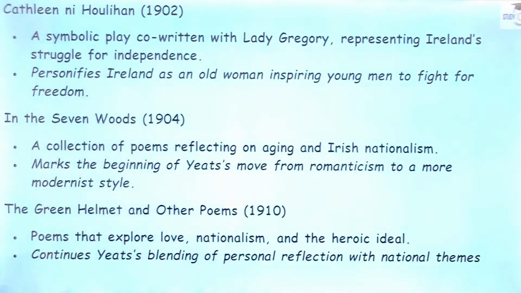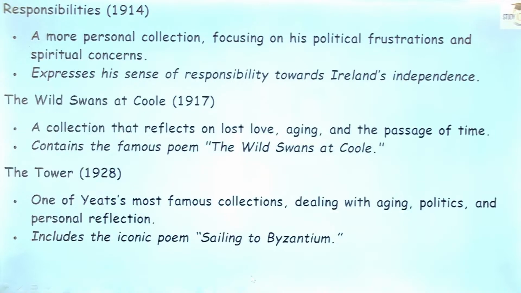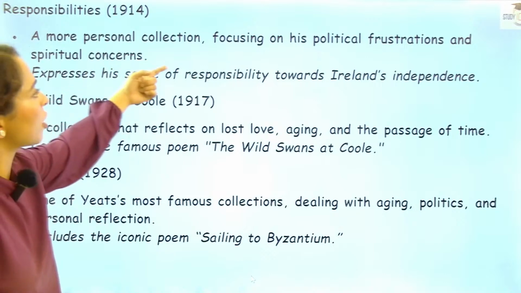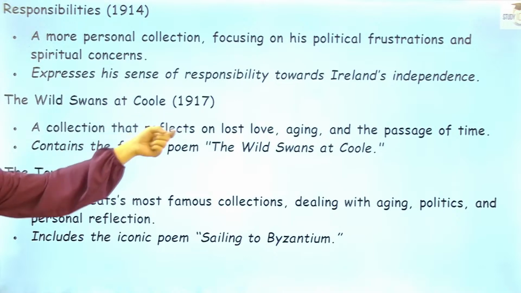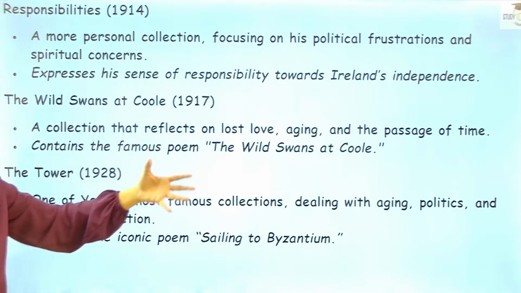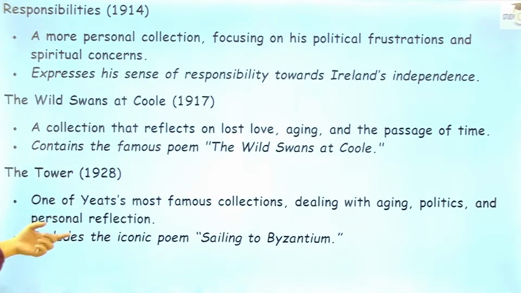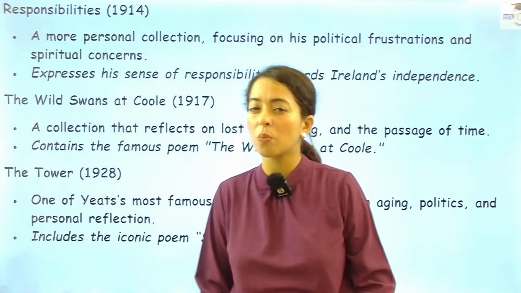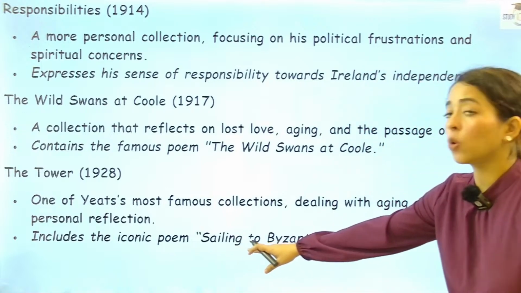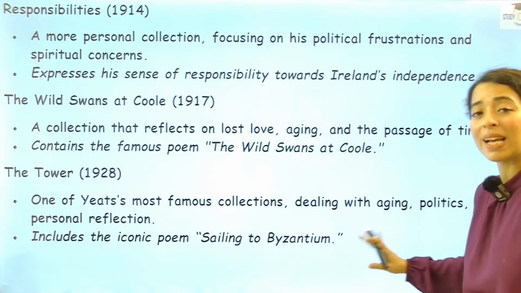Okay. Next you have is Responsibilities. It's a personal collection focusing on his political frustrations. The Wild Swans at Coole, 1917, a collection that reflects on lost love. The Tower, one of Yeats' most famous collections. Okay, The Tower में बहुत अच्छी works लिखे गए हैं. It includes the iconic poem Sailing to Byzantium.